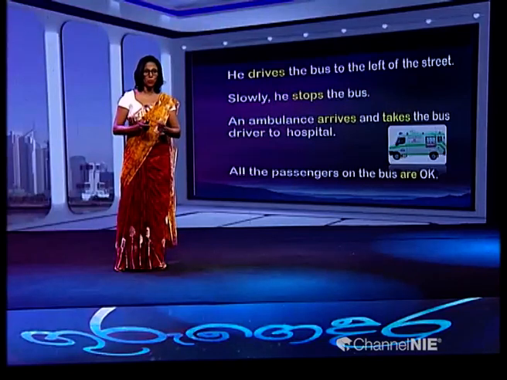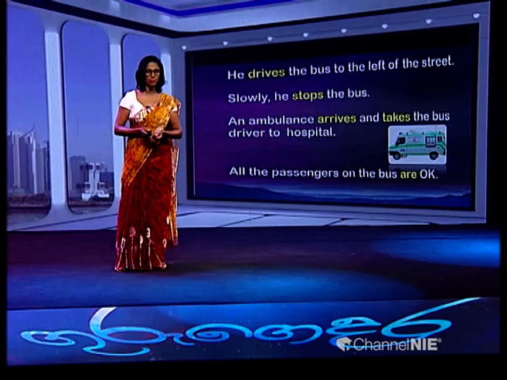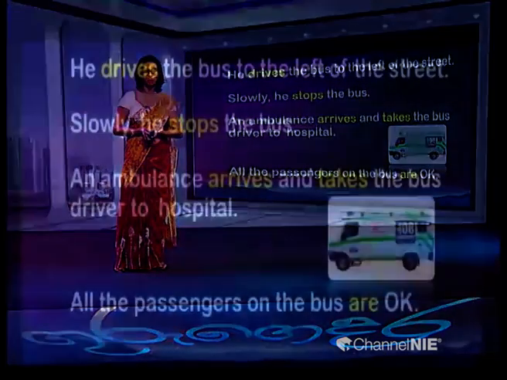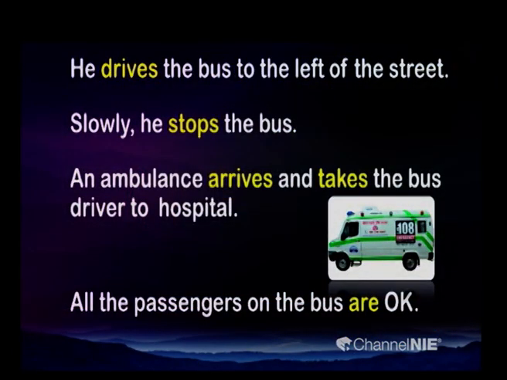So the most important thing is to save the life of the driver as well as all the other people, the passengers on the bus. So what happened to the passengers on the bus? Right, because Ramya was quick in his thinking and he acted quickly, he could save all the passengers and everyone on the bus. All the passengers on the bus are okay, right?